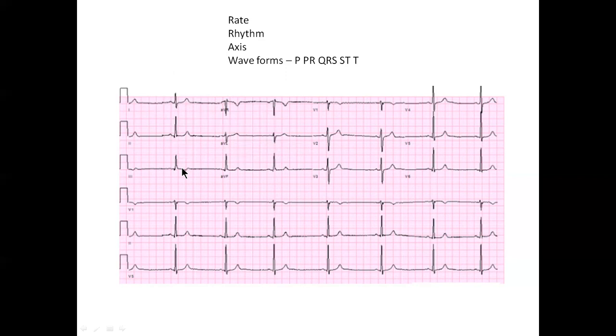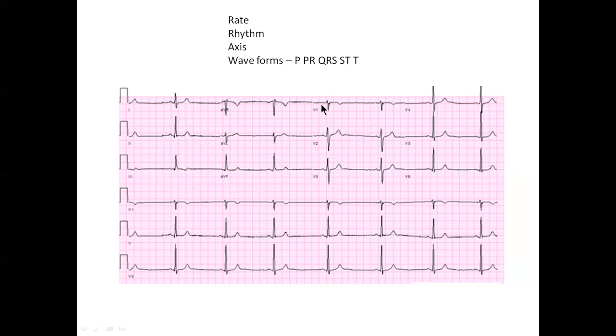Next, we look at 2, 3, and AVF together. They seem fine. It's very common to have some non-specific T wave depressions in just one lead, and it's usually lead 3. We have to mention it, but we don't have to worry too much because we do not see anything bad in lead 2 or 3. So now we've looked at that part.